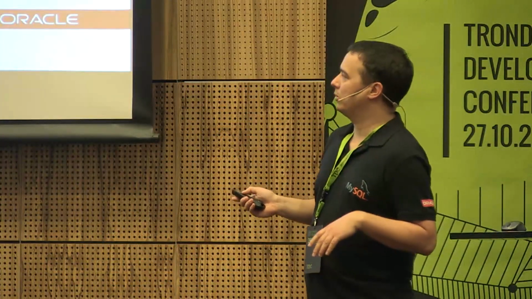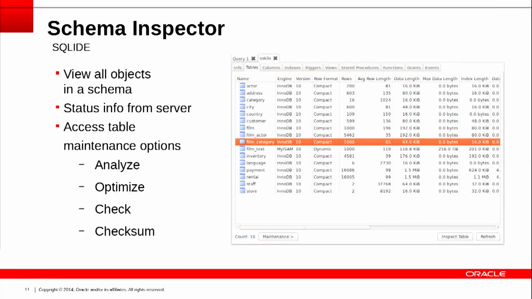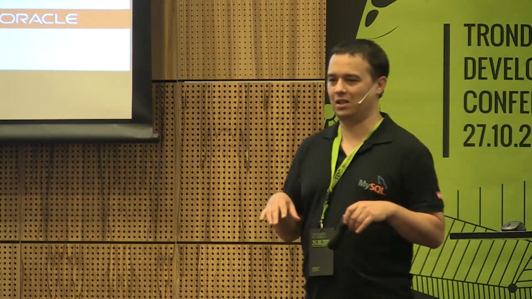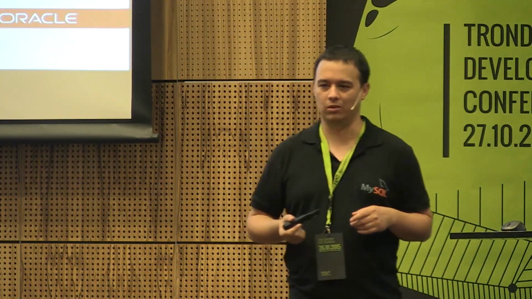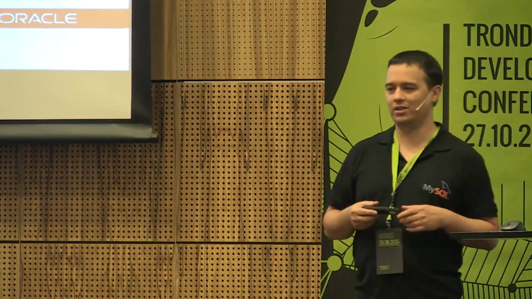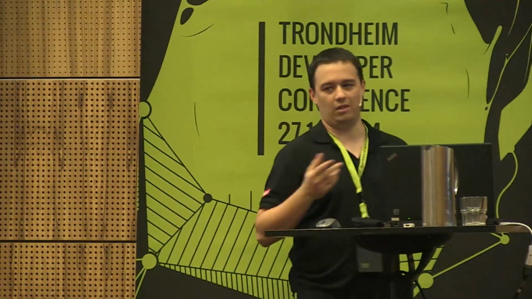So with Schema Inspector, we also have the status info from the server. We have access to some maintenance options, like analyze, optimize, check, and checksum. This should be familiar to you if you are doing some DBA job on the database level, right? And I should also mention that except Schema Inspector, there is something like Table Inspector, which is very similar to this, with the difference that it's for the tables, right?